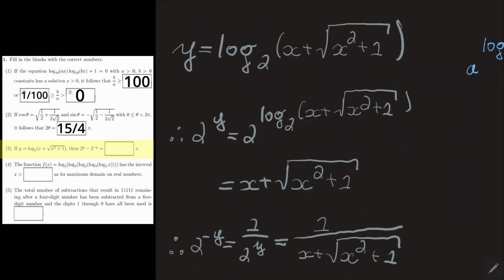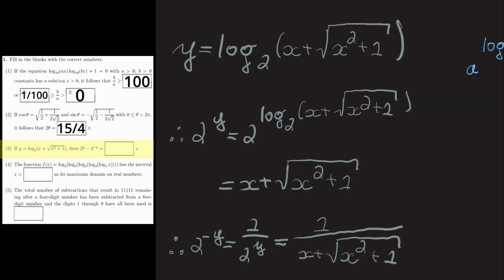For 2 to the negative y, we start by doing the same thing, right? 2 to the negative y is just equal to 1 over 2 to the power of y. And we just found what 2 to the power of y is, so we have this here. Now, next what we're going to do here is use a trick to rationalize the denominator, which has a square root. So if you've done a derivatives course, you're probably familiar with this method.